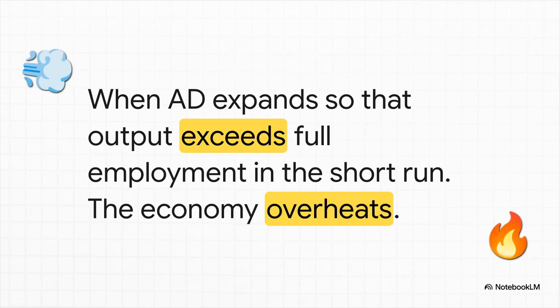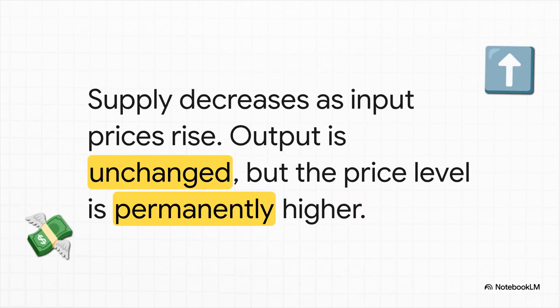Imagine something causes a huge surge in spending. Maybe consumer confidence goes through the roof, or the government starts a massive spending program. Aggregate demand shifts way out to the right. And for a little while, the economy actually goes into overdrive, producing beyond its sustainable speed limit. But that can't last. You can't run the engine in the red forever.